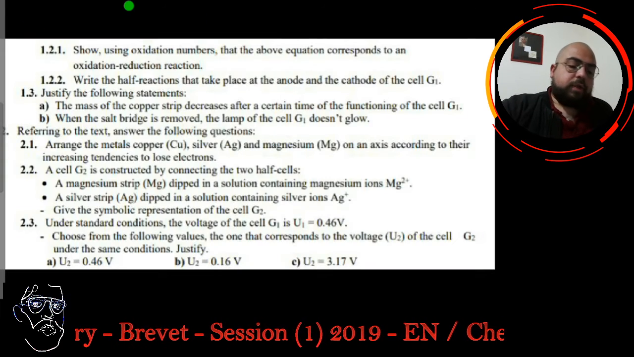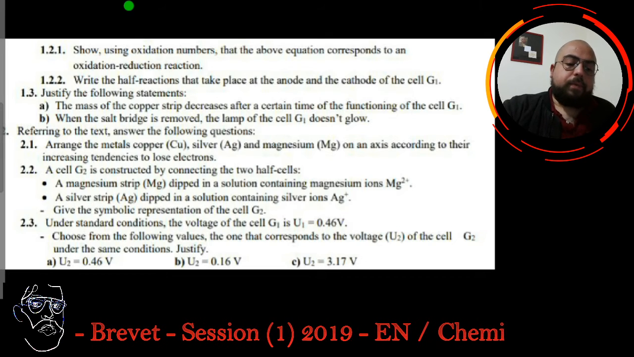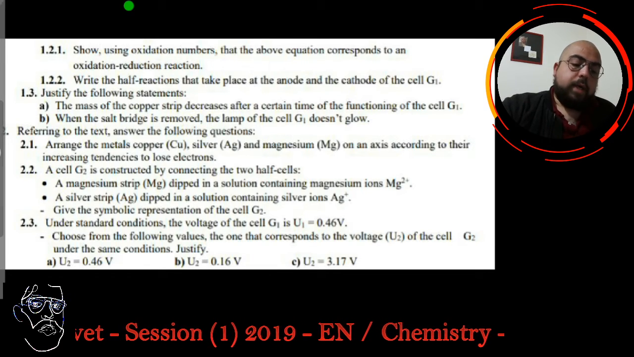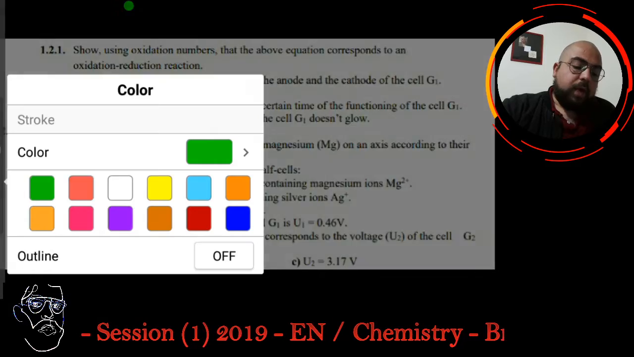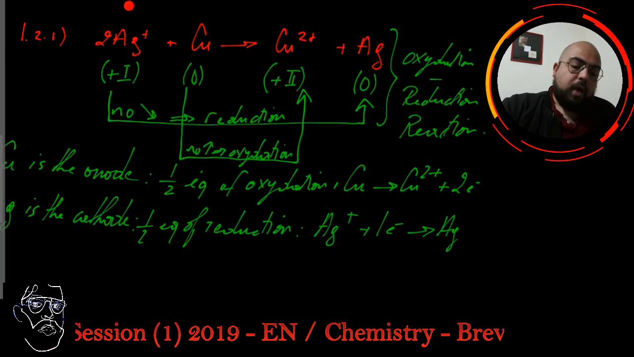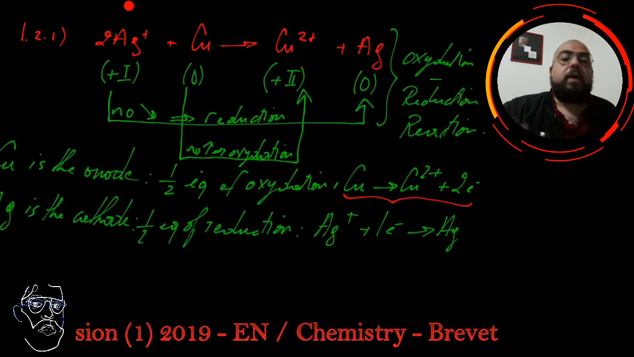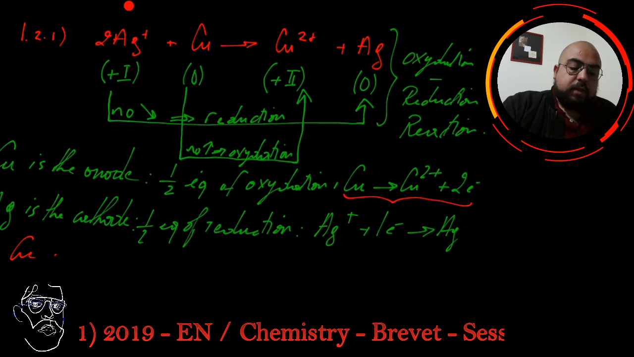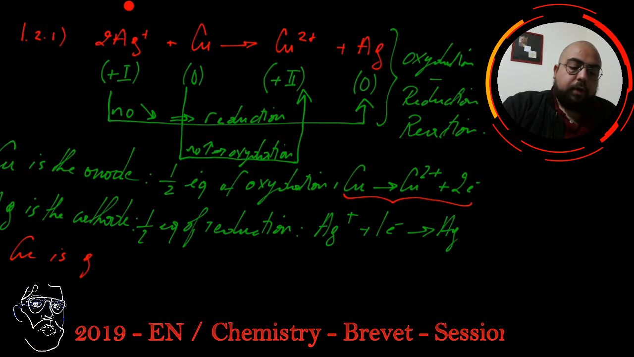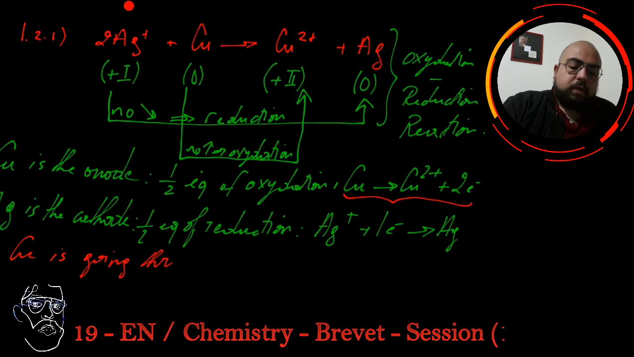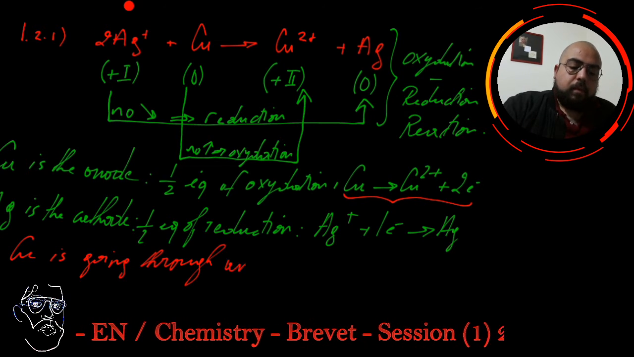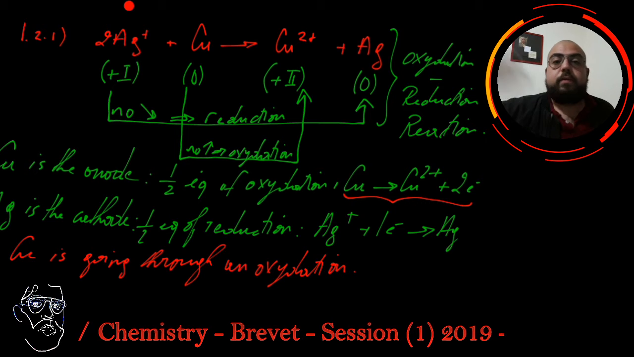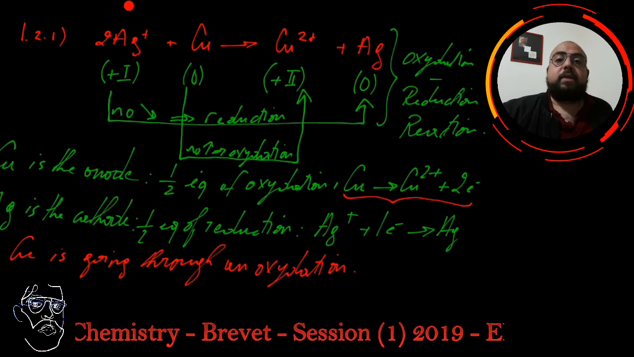Now, justify the following statements. The mass of copper strip decreases after a certain time of the functioning of cell G1. Of course it will decrease, since we have Cu being transformed to Cu2+ by losing 2 electrons. So Cu is going through an oxidation. By oxidation, we mean that Cu solid is being transformed to Cu2+ ion. That's why the mass will decrease.